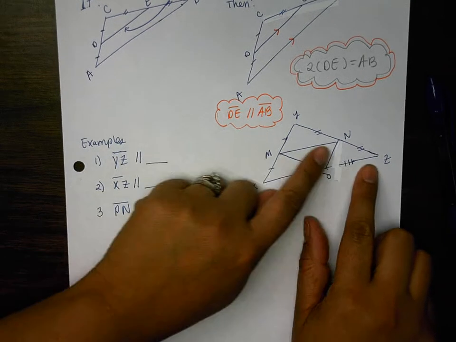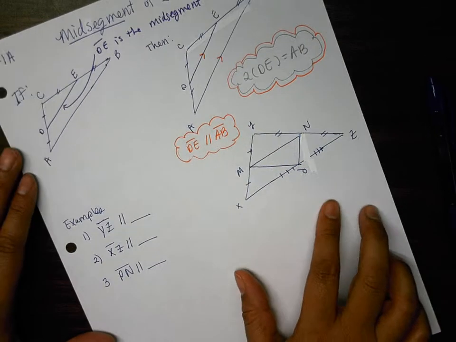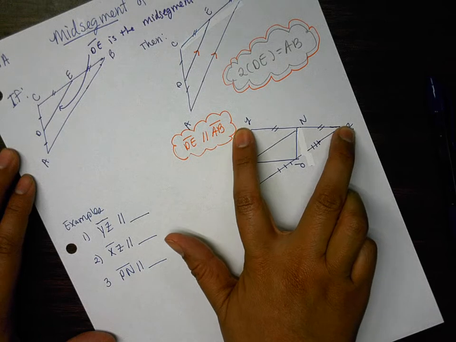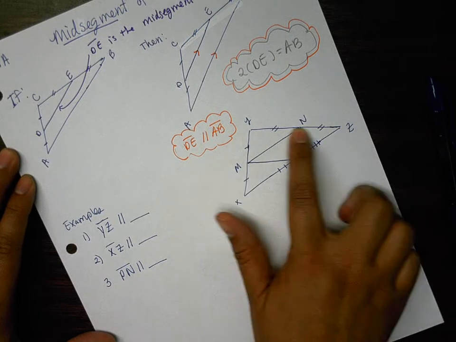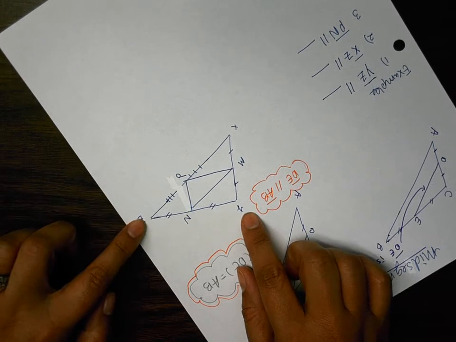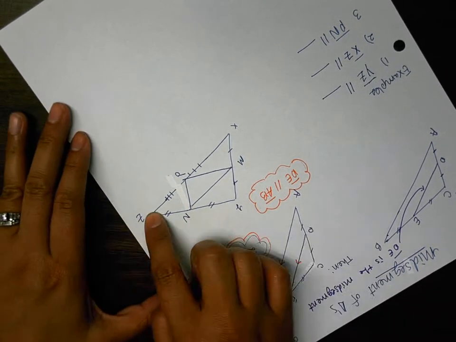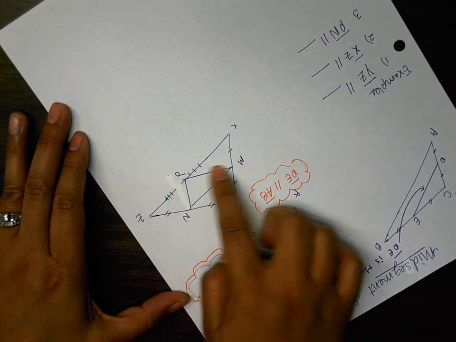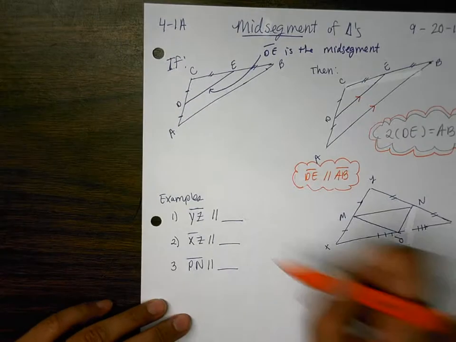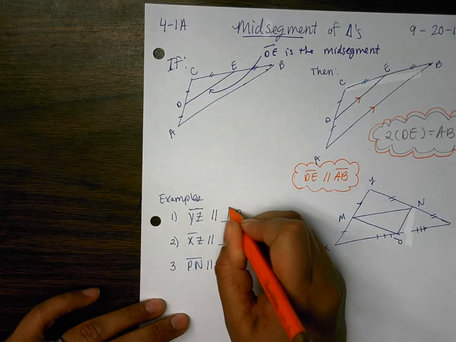Okay, YZ is here. So hold your triangle like this. YZ is a base or a midsegment? A base. So if it helps, you can even hold it like this. YZ is parallel to which midsegment, if this is the base? MP. Can you guys see that it is MP? All right, so that's your answer, MP.